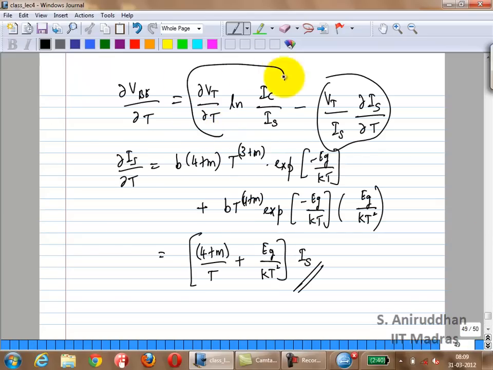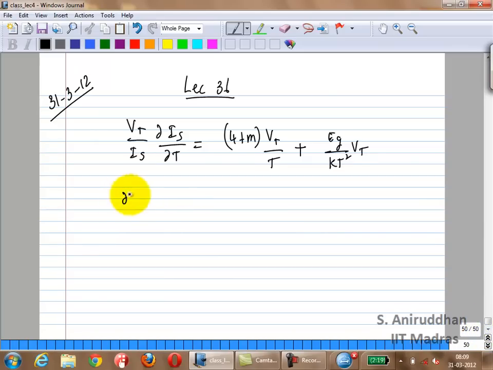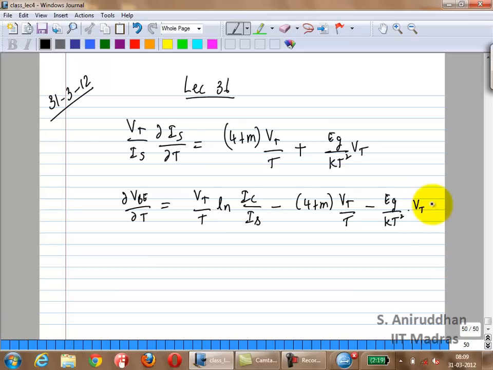What is the first term? The first term we want is this. ∂VT over ∂T we already know, right? It's just k by q, nothing else. We'll write it in this form. We'll write it still as VT over T because k by q is nothing but VT over T. We'll write it like this. Okay, VT ln(IC over IS) is nothing but VBE. You have (4 plus m) VT, and then EG over kT times VT, you can just write it as EG over q.